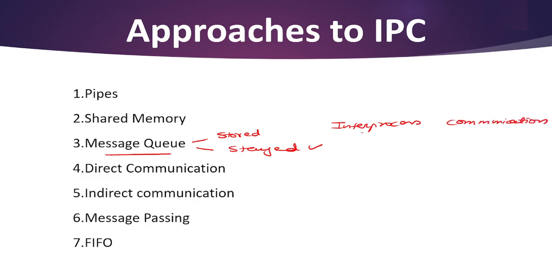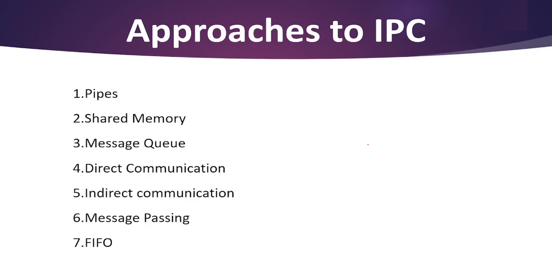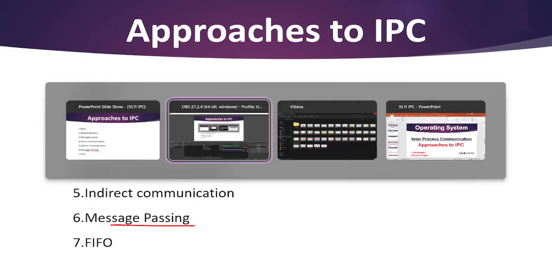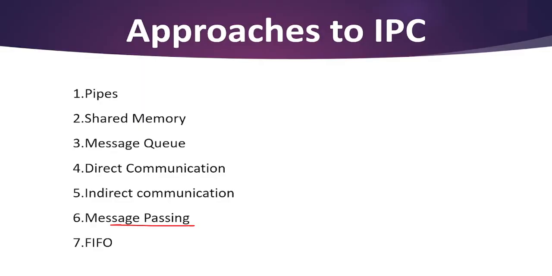Whenever we talk about inter-process communication, then message queue plays an important role. Okay, and it is also used by all other operating systems, whether it is Windows or any other operating system. Next we have is message passing. Okay, next point is message passing. So it is a type of mechanism that allows processes to synchronize.